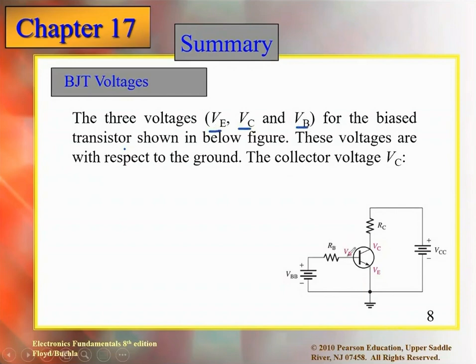So this is VB, that is, the voltage at this point. VE is the voltage at this point. VC is the voltage at this point, like that. And VBB is the biasing battery, and this one is the biasing battery. These voltages are with respect to the ground, the collector voltage too, because you can see there is a single letter.